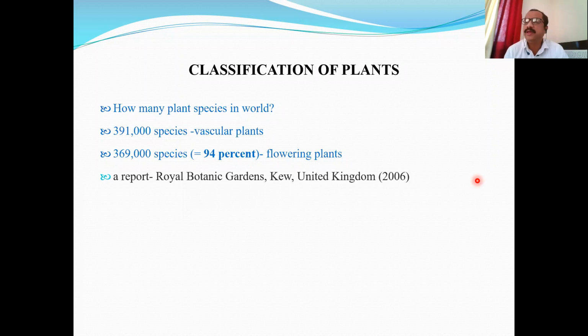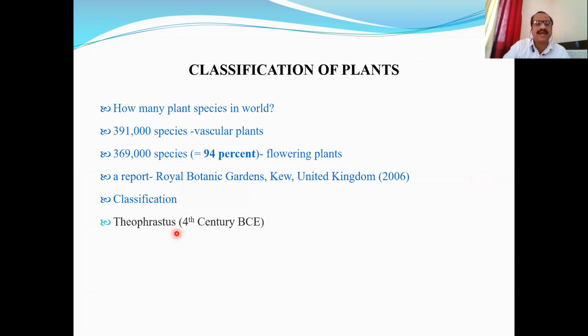If we want to study such a huge number of plants, it becomes very difficult to study all of them. So it becomes necessary to arrange them into smaller groups on the basis of certain similarities, affinities, or differences, distinctions between them. On the basis of these characters, we can arrange them into different groups, and this act is called classification.